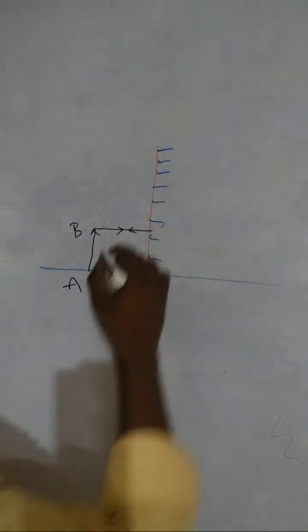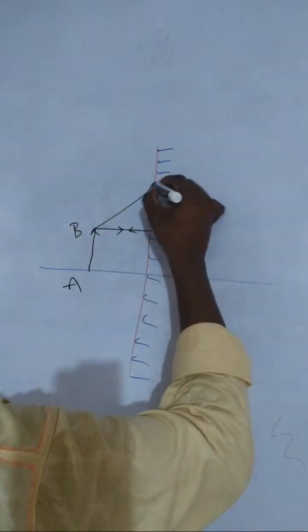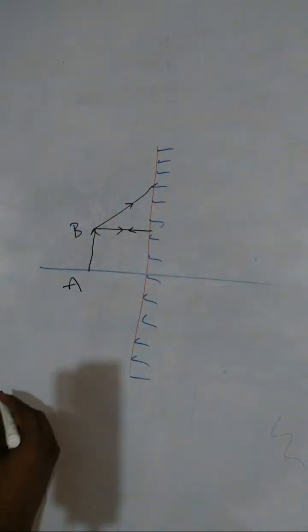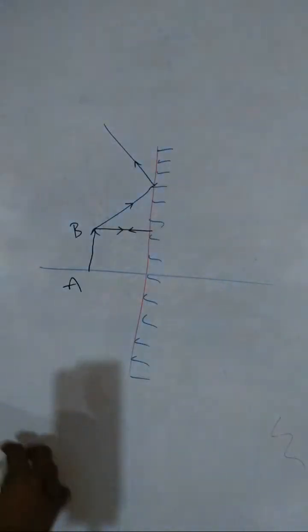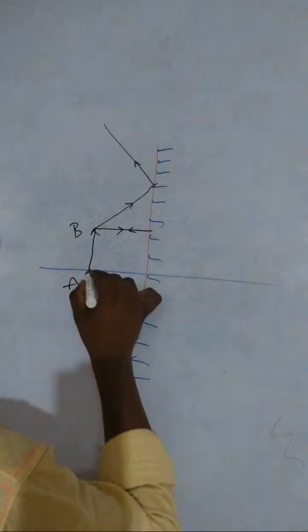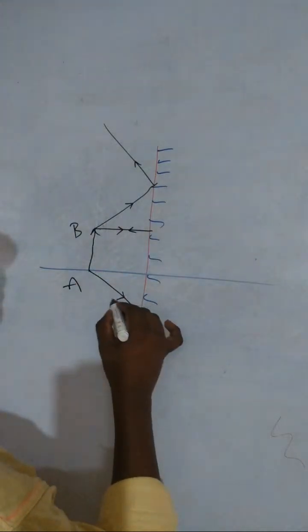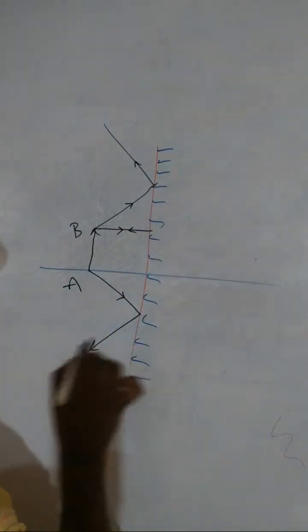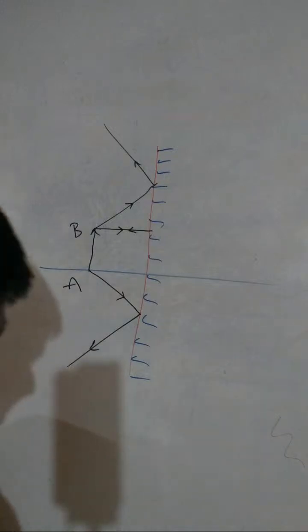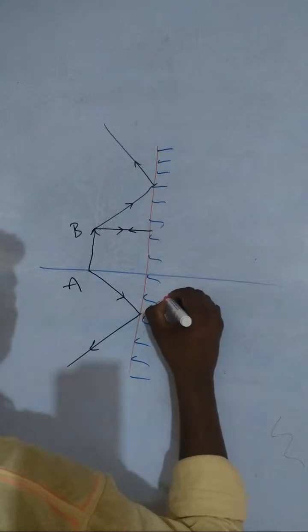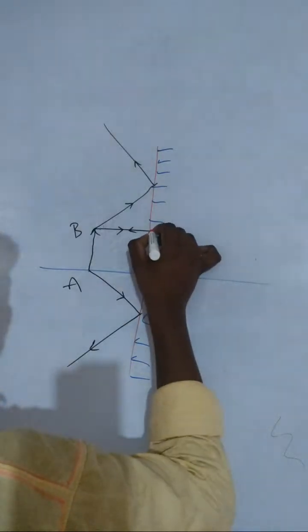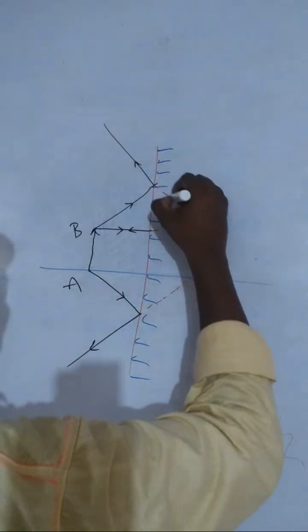So one light ray I am taking. Another light ray I am considering here, and it will be reflected back. Like this I am considering. One more light ray I am taking here, it will be reflected back like this. Understood? Now you can observe, if you extend these light rays, the light rays are meeting here.